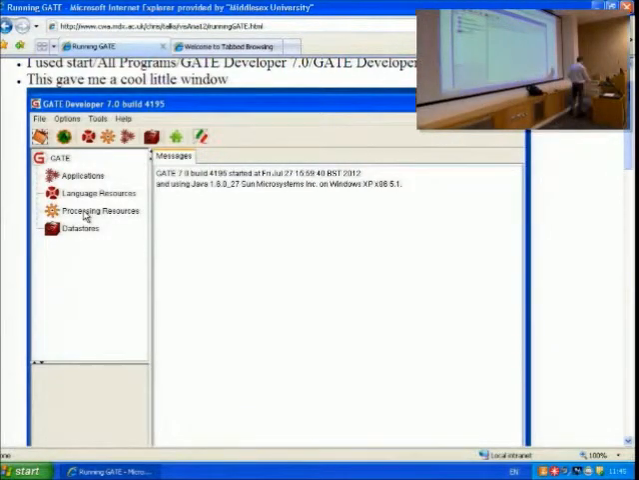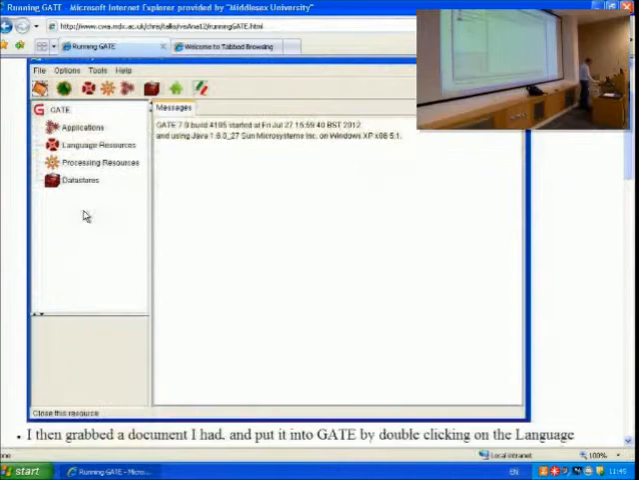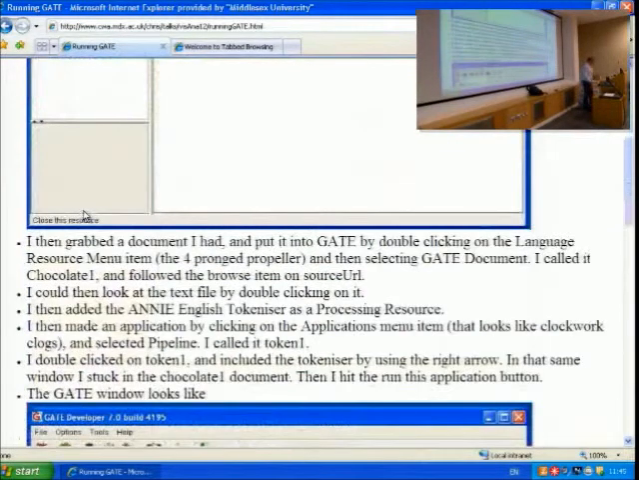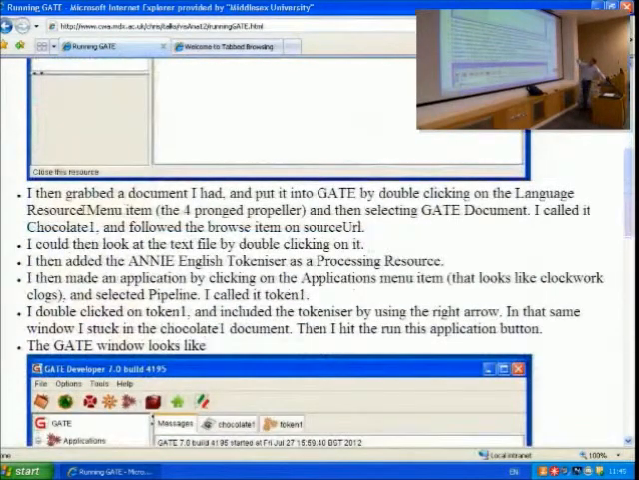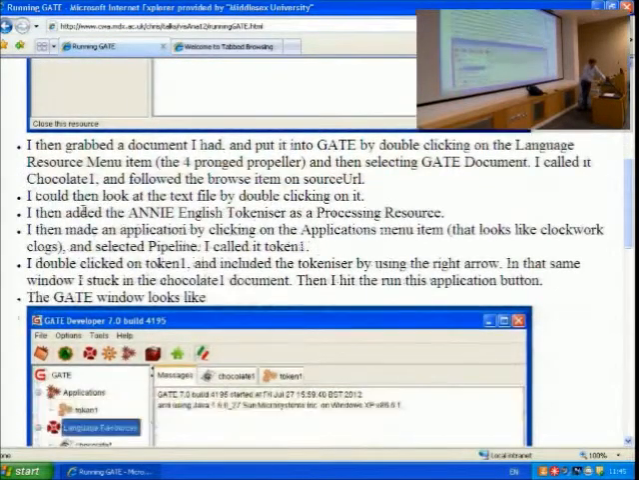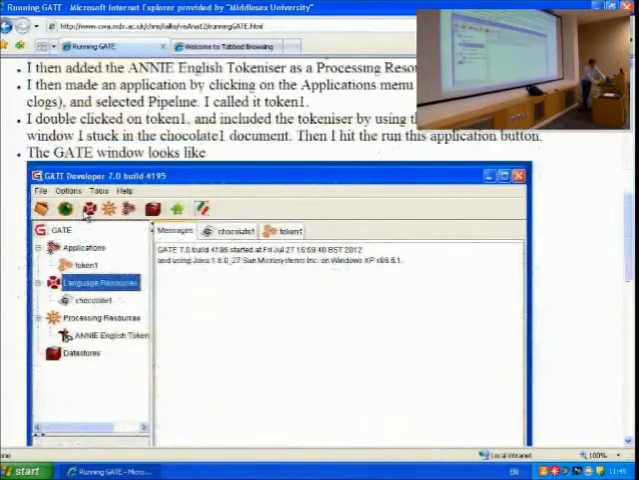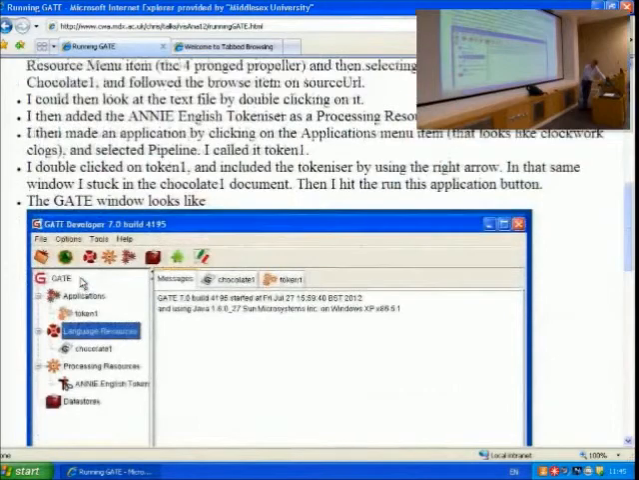Moving on. I then grabbed a document I had and put it into Gate by double-clicking on the language resource menu item, the four-prong propeller. That's that thing. Yeah, that one. I could then look at the text file by double-clicking on it. Right? You get a text file. Wow. Impressive stuff. You can look at a text file.